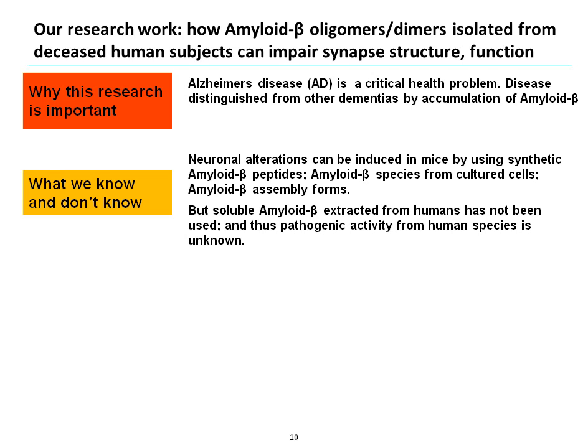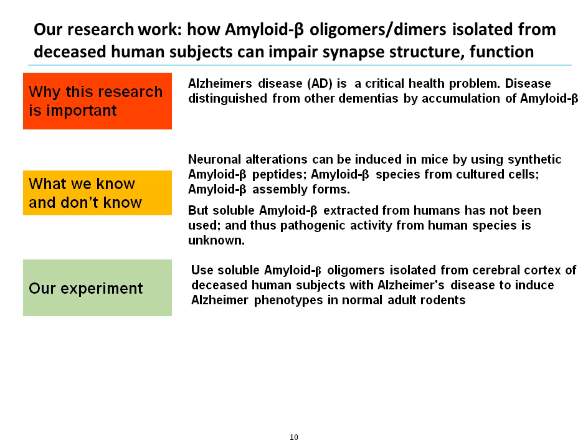Now here's what we know and what we don't know. Experiments have shown that neuronal alterations are induced in mice by using synthetic amyloid beta peptides and amyloid beta species from cultured cells and amyloid beta assembly forms. But no one has taken soluble A-beta extracted from humans with AD and used that. And thus the pathogenic activity from the human species of A-beta is unknown.